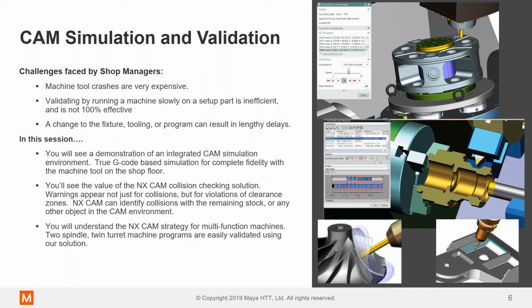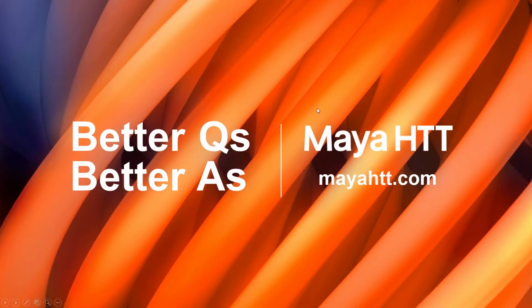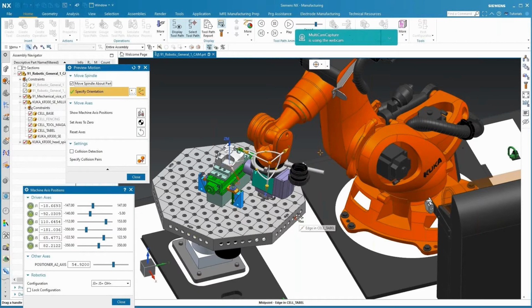So in this session today, Andy will show a demonstration of an integrated CAM simulation environment with true G-code based simulation. You'll see the value of NX CAM and collision checking solutions. So warnings will appear not just for collisions, but for violations of clearance zones. You will also understand the NX CAM strategy for multifunction machines. So with that, I'm going to go ahead and hand it over to Andy, and he can go ahead and jump into the demonstrations for us. NX CAM then can help you reduce uncertainty in these situations and make more efficient use of your resources.